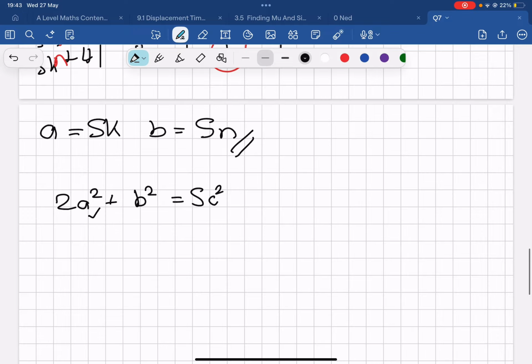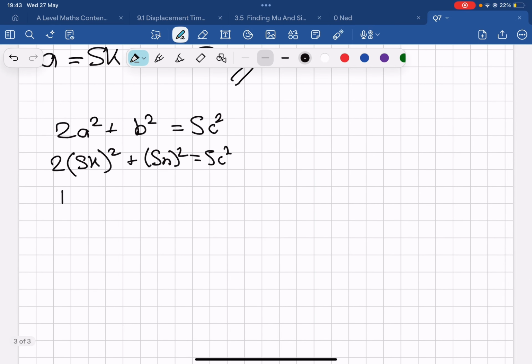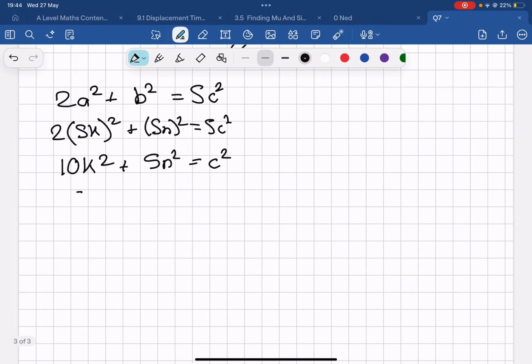Now, we know A is divisible by 5, B is divisible by 5. What about C? Well, we can sort of guess that C is going to be divisible by 5 just by looking at the pattern, but let's just prove it. So let's substitute in 5k and 5n. 5k squared plus 5n squared equals 5c squared. Divide through by 5 on each side, so we have 10k squared plus 5n squared equals c squared. Factorize out a 5, so we have 5 times (2k squared plus n squared) equals c squared.